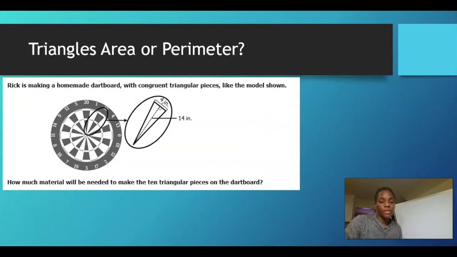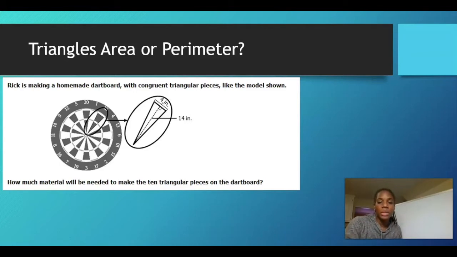So here is our first question. We'll focus on triangles first and then we'll go into rectangles. Rick is making a homemade dartboard with congruent triangular pieces like the model shown. How much material will be needed to make the 10 triangular pieces on the dartboard? All right, so we're trying to figure out the area which each of these dartboard pieces is going to take up. Not just one, but they want to know the total amount for 10.